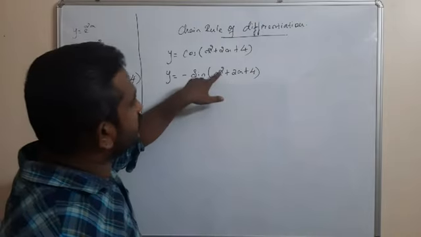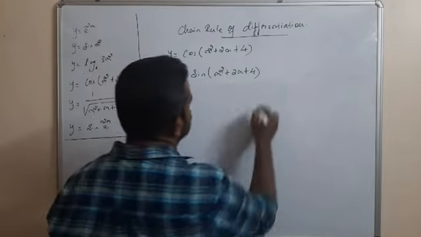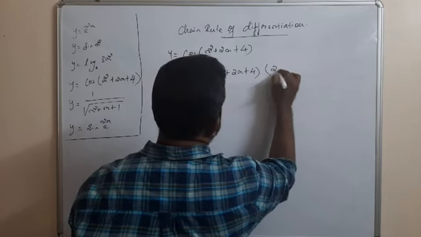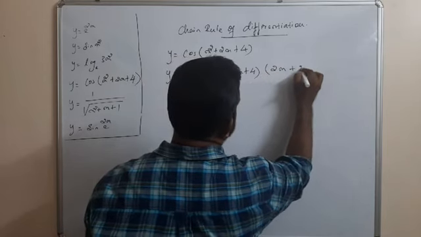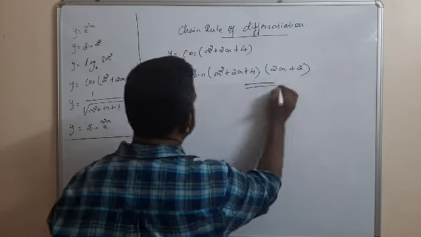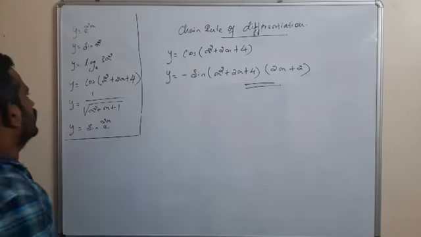Then differentiate again x square plus 2x plus 4, that is 2x plus 2. That's all.